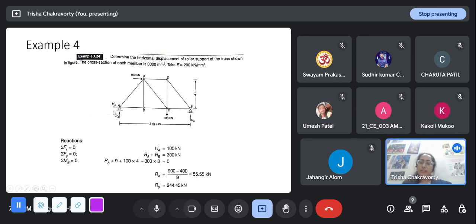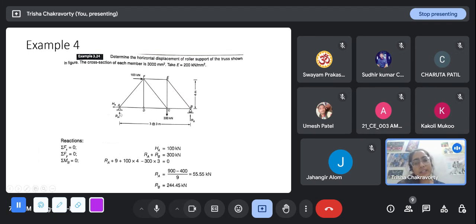So let's start by solving the support reactions. There are two forces here, 100 here at F and 300 here at C. This is a hinge support, this is a roller support. So I assume RA and HA and RB here. So sigma Fx equal to 0. From that, we'll get HA equal to 100 because there are just two horizontal forces in the system.